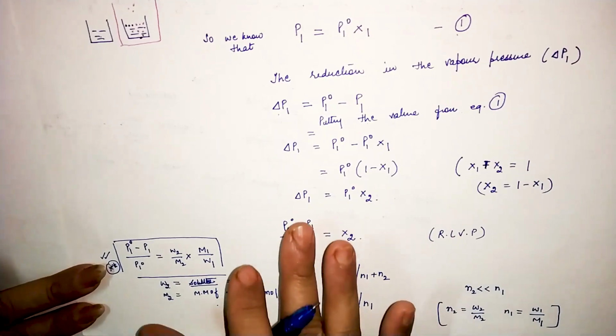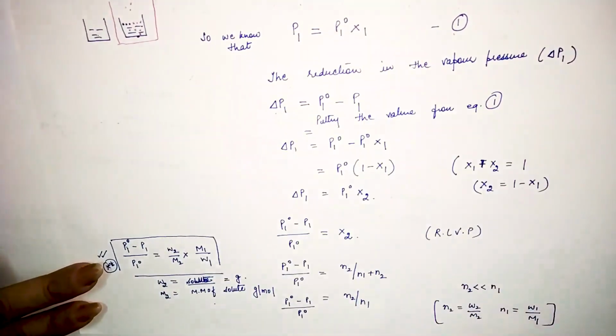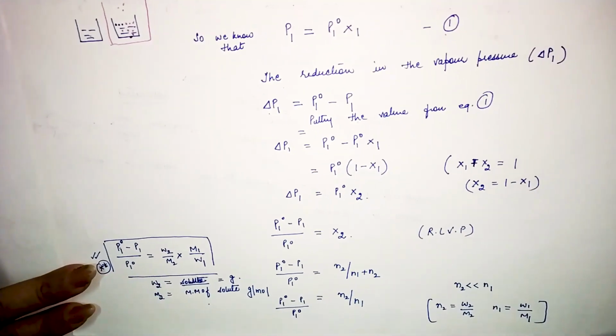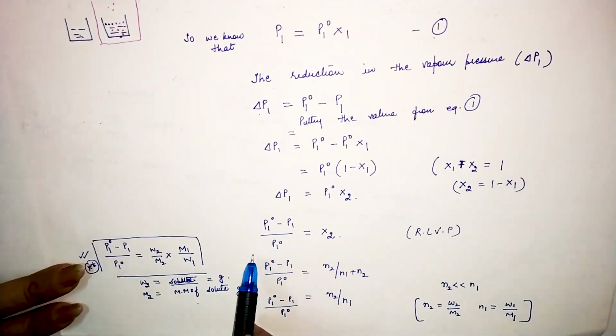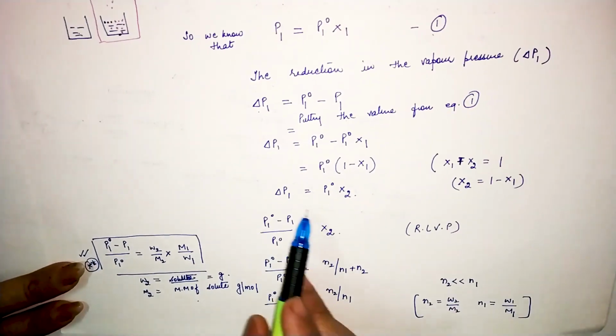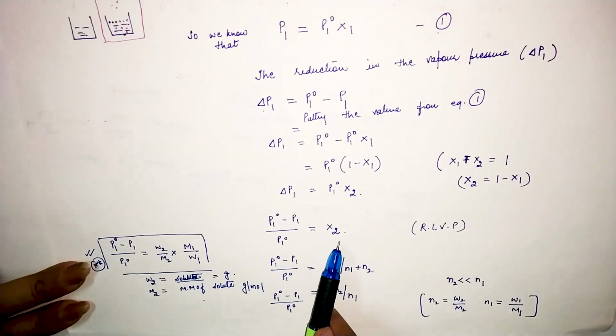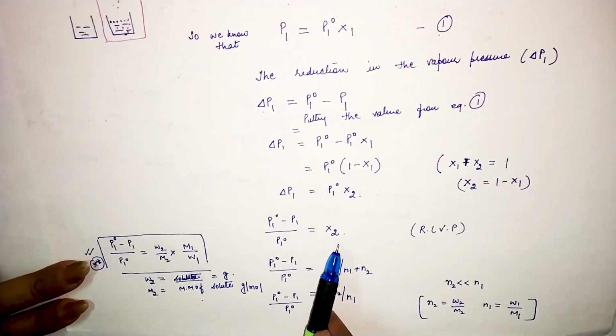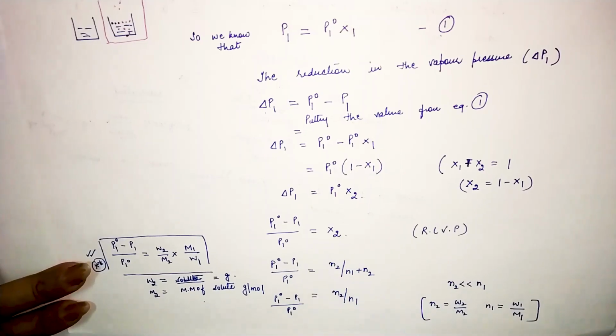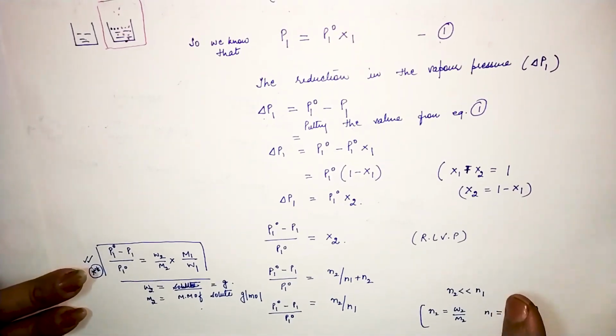This is the first property which we call relative lowering in the vapor pressure, and this particular equation is called the relative lowering in the vapor pressure, which is nothing but equal to the mole fraction of the solute.